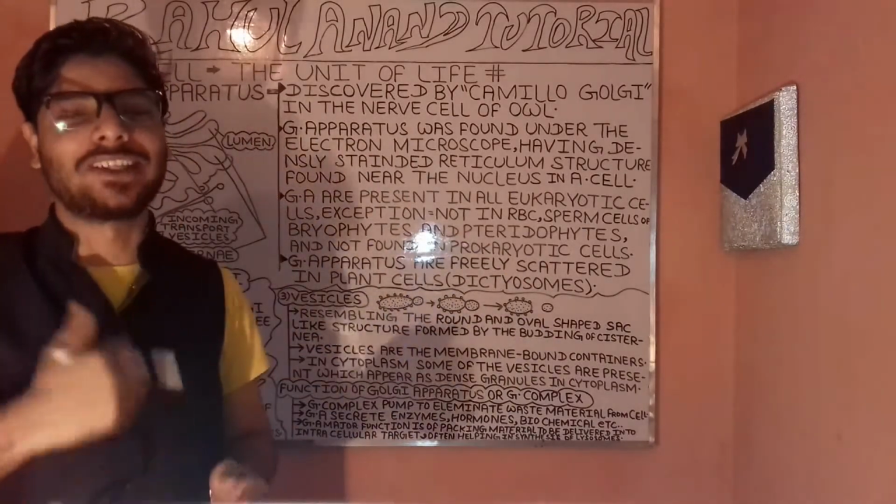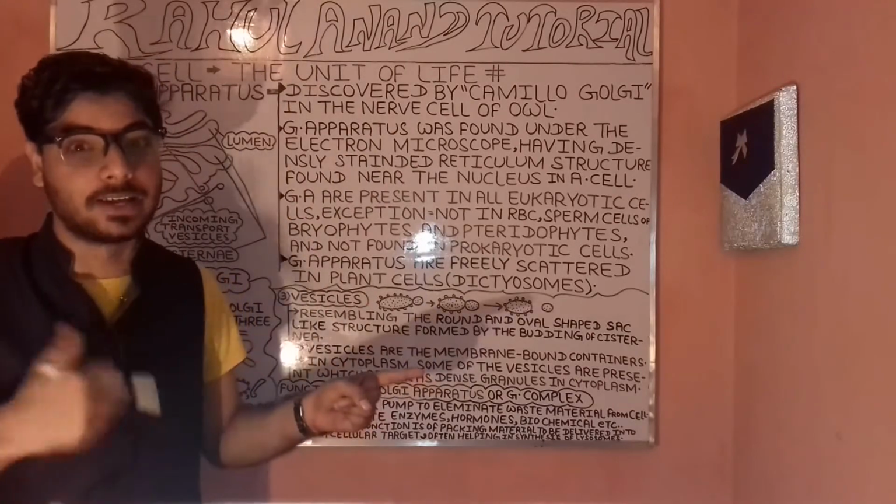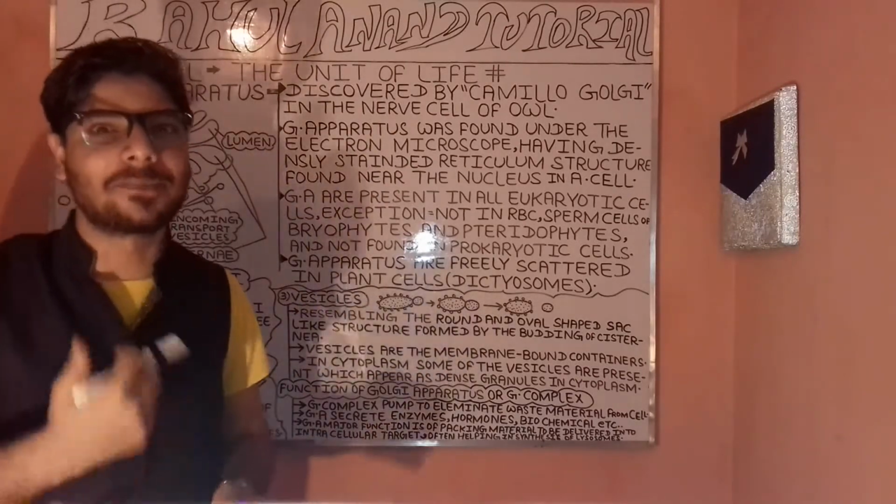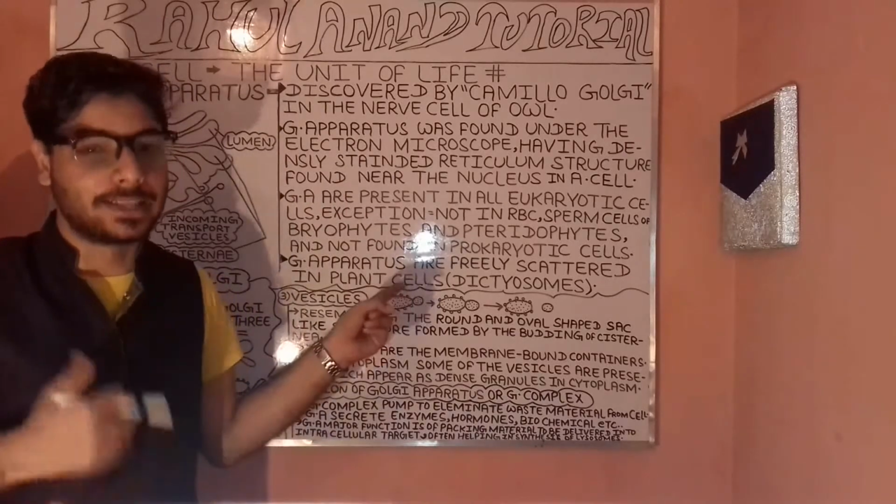Now let's get started with the very interesting topics which are often asked in your NEET, AIIMS, and All India Pre-Medical Examination. So these are belonging to which chapter of your book? These belong to the chapter Cell: The Unit of Life.